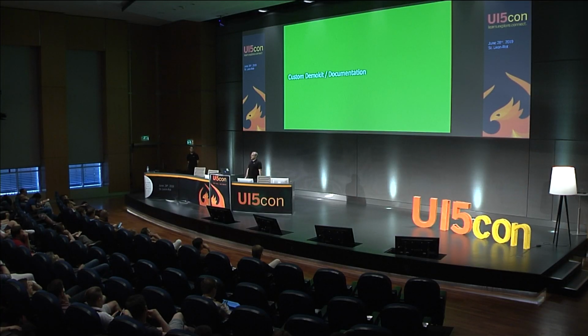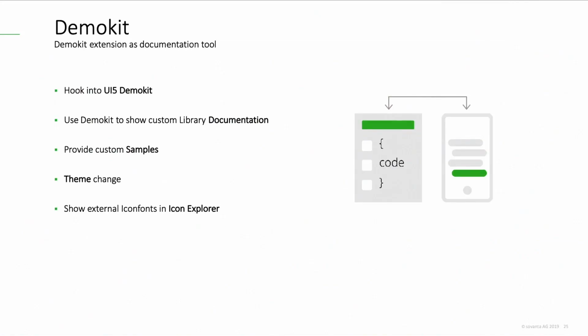But what is better than providing a documentation developers are used to? Because we are UI5 developers, UI5 has a pretty good documentation with the Demokit, and even better with the Demokit v2. And with the v2 version, we also caught up and said, okay, come, let's try to extend it. So what did we do? We hooked into the UI5 Demokit and brought our own library in there, our samples, our library, all our code.